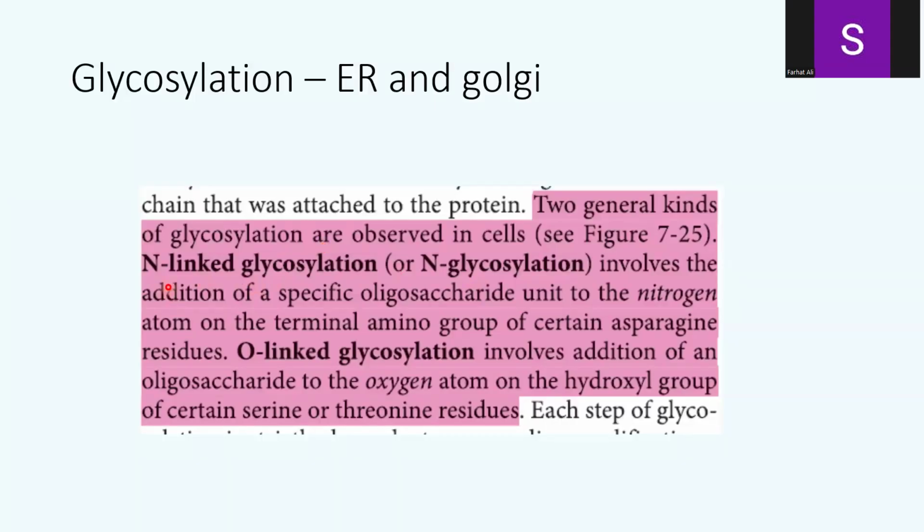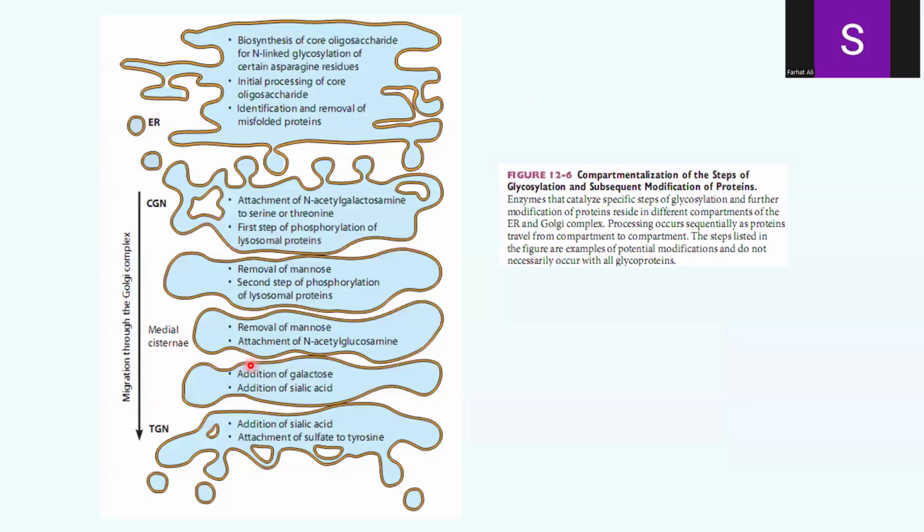So for carbohydrates, one major modification is glycosylation. There are actually two types of glycosylation. In one type of glycosylation, the carbohydrates are attached to a nitrogen atom of the protein. This is called N-linked glycosylation. And in the other, the carbohydrates are attached to an oxygen atom of the amino acids. This is called O-linked glycosylation.